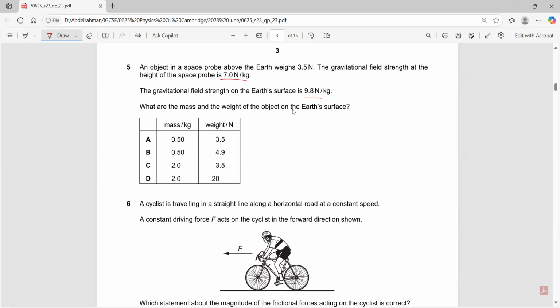Okay, first of all, can I find the mass of the object? Yes, because you have the weight of this object and you have the gravitational field strength at that point in space. To find the mass, weight equals mg, so mass equals weight over g, which is 3.5 over 7, so the mass is 0.5 kilograms. Can I find the weight on Earth? Weight on the Earth's surface, yes, weight equals mg, so 0.5 times 9.8, which is 4.9 newtons.